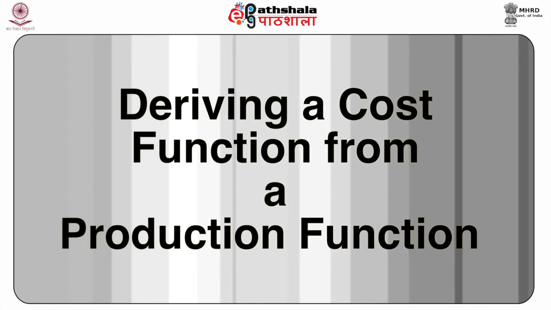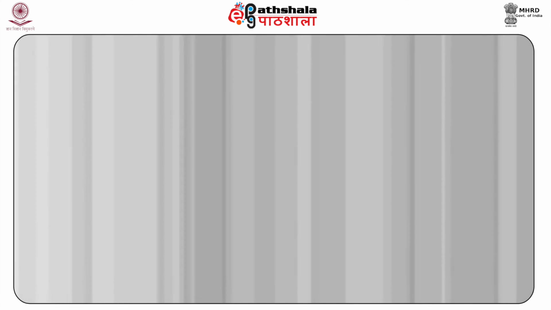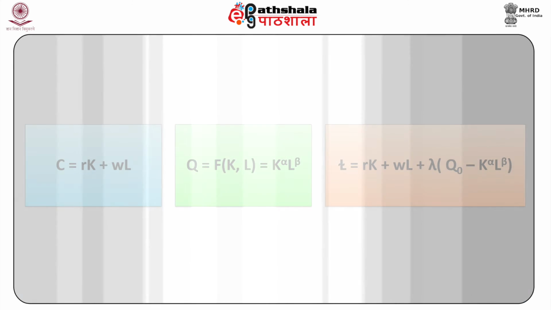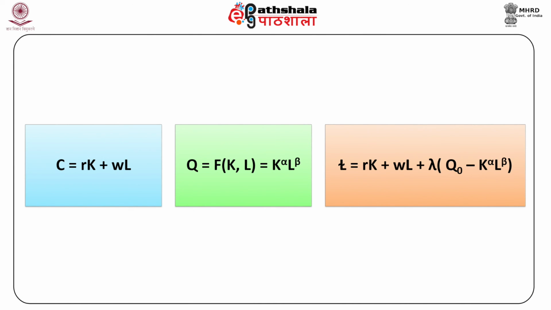Next is deriving a cost function from a production function. The Cobb-Douglas production function and its corresponding cost function. Suppose a firm faces total cost C equal to small r into K plus small w into L, and suppose it has a Cobb-Douglas production function as in equation 6 that was introduced in the earlier modules. In this case, we can derive the cost function for the firm by constrained minimization, wherein the firm minimizes total cost for producing a given level of output, say Q0.